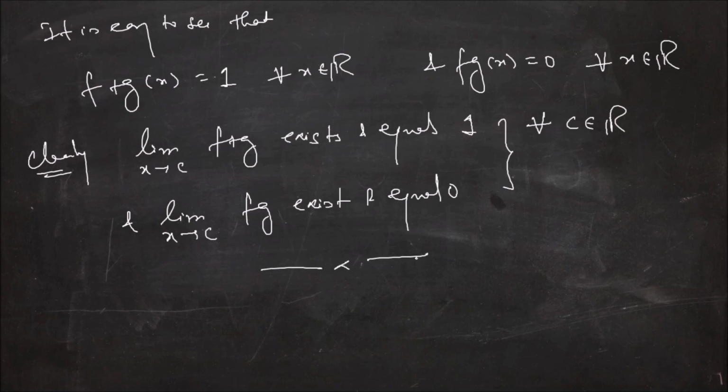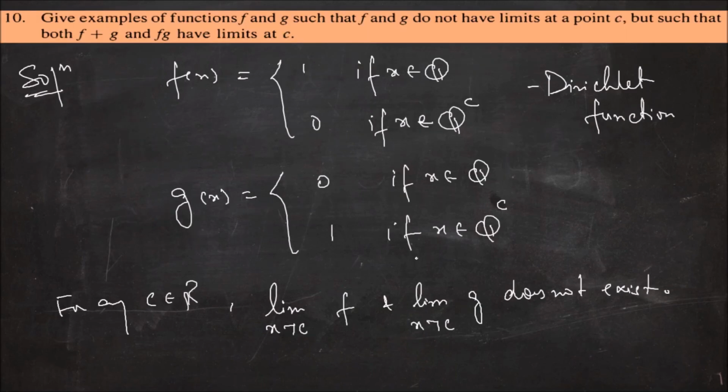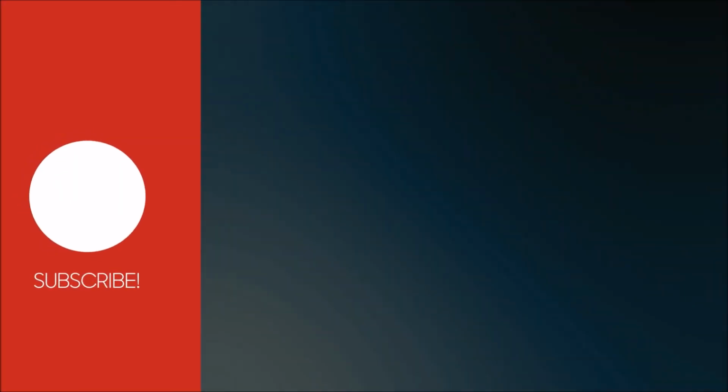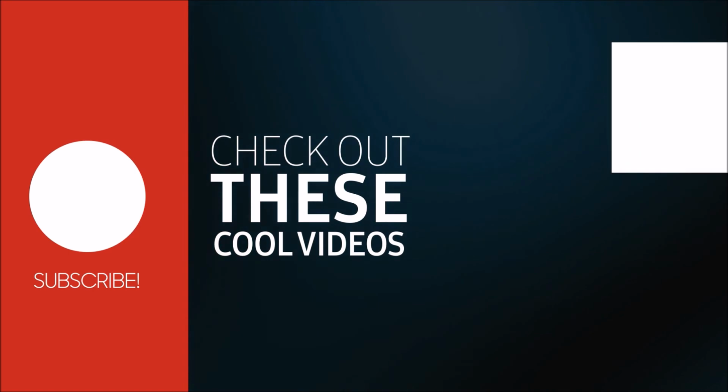So this is the example of functions f and g such that f and g do not have limits at a point c, but f plus g and fg both have limits at c. These are some simple examples that you must remember, and you can always construct such examples using the Dirichlet function or the signum function. So this is all I have in this video.